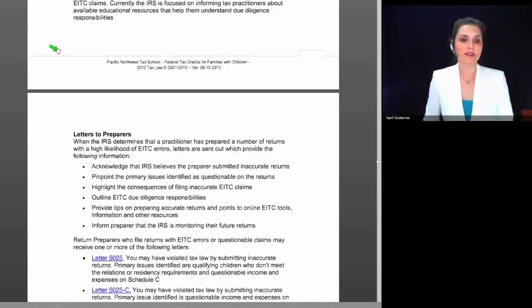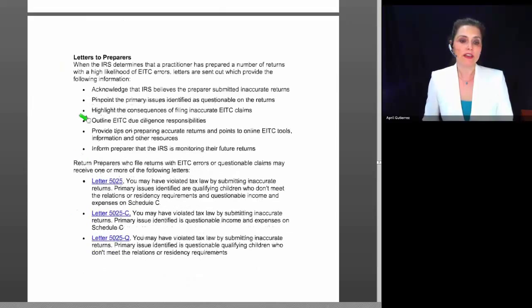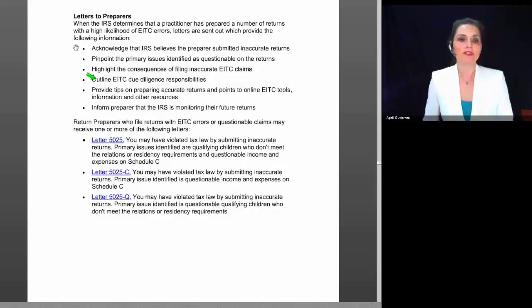So what are some of the IRS enforcement efforts impacting tax preparers? Well, essentially, there's several different levels of enforcement going on. Some of those enforcements are really geared around knowledge, basically educating the tax preparer. And if you go to the IRS website, that EITC module exists for educational purposes.